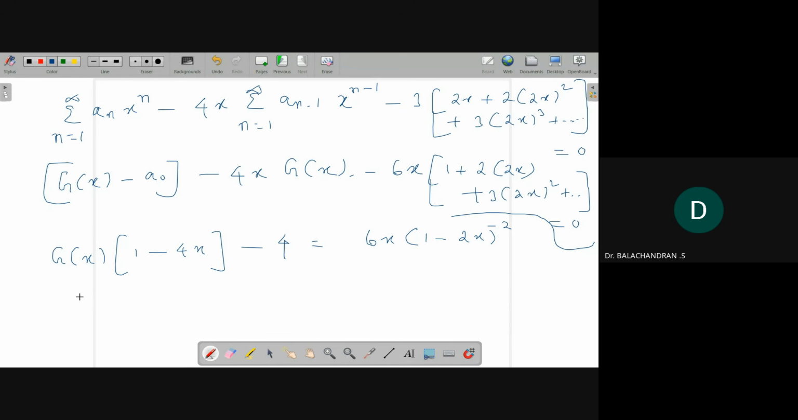Now 6x, sorry, g of x into 1 minus 4x, which is equal to 4 plus 6x divided by 1 minus 2x. Now g of x is equal to 4 by 1 minus 2x. Okay, I'll write in the next slide.